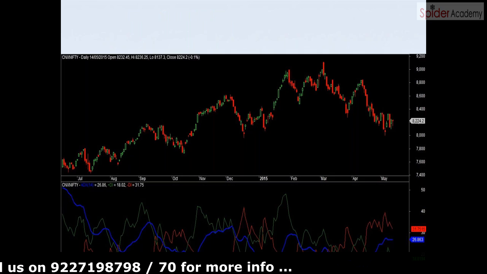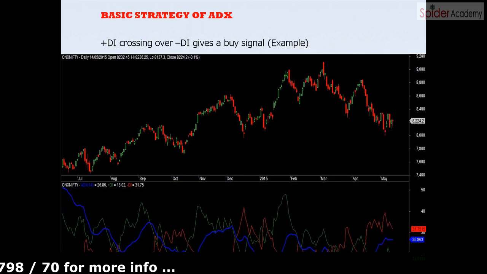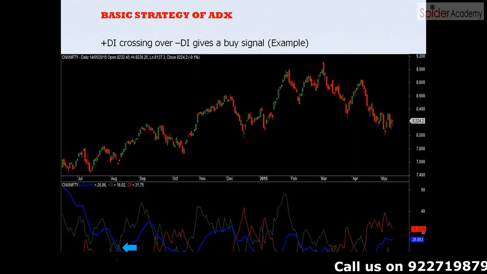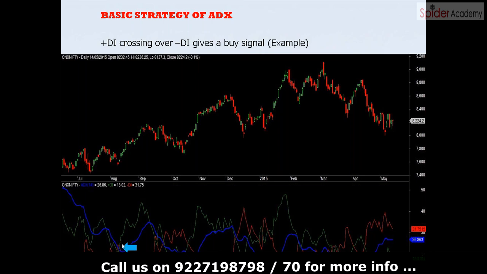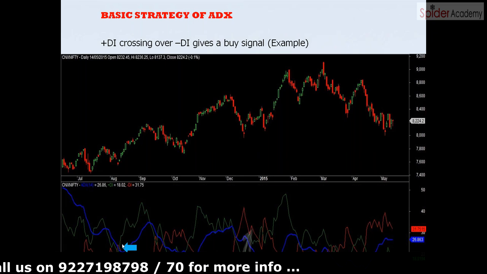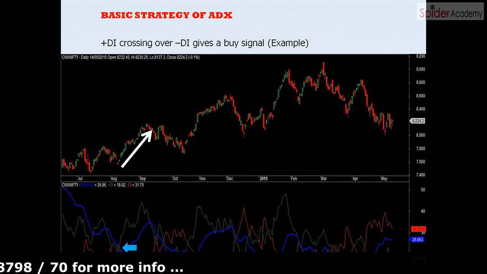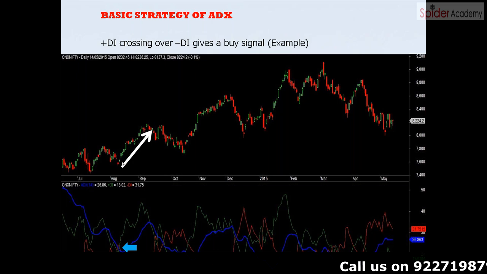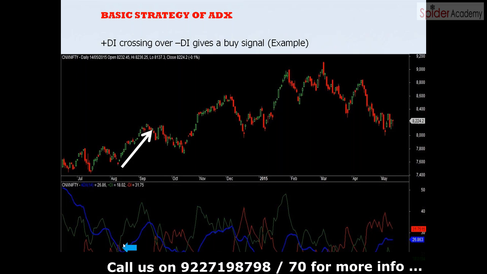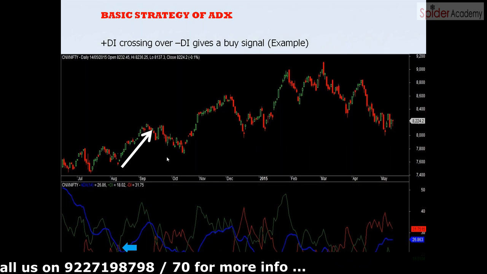This is the chart of Nifty. And over here, we can see the green line crossing the red line. It gives a buy signal. What happens to the price? This price gives a smooth move of almost 400 points in Nifty after the buy signal over here. One more.